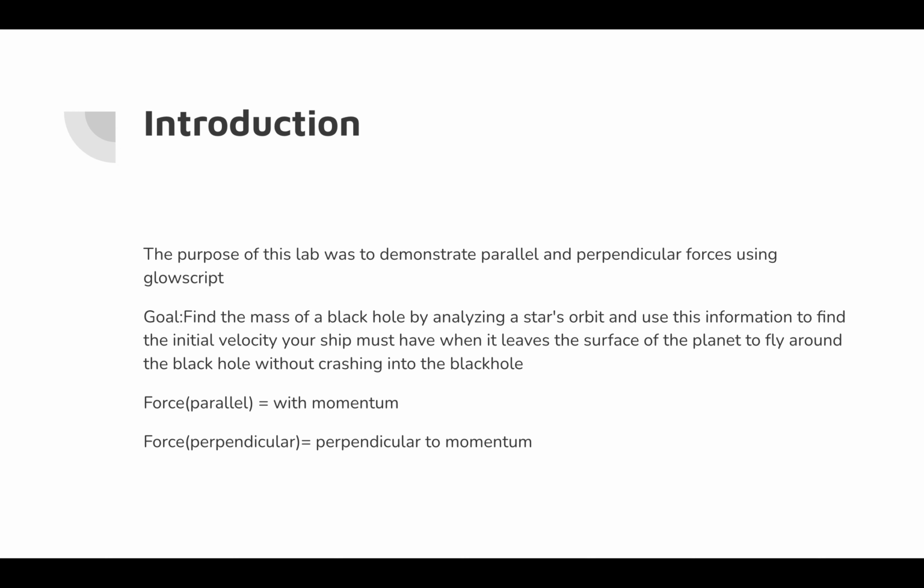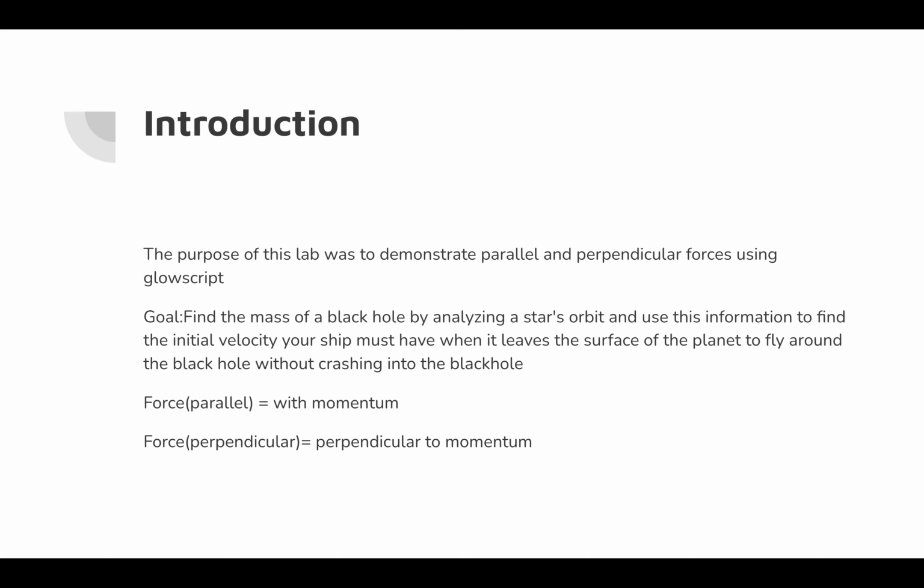So, part of the introduction, the purpose of this lab is to demonstrate the parallel and perpendicular forces using GlowScript. Essentially, what we did was find the mass of a black hole by analyzing a star's orbit, and then we used this information to find the initial velocity of the ship, and then based on this, we tried to estimate this initial velocity in order to get the ship as close as we could to the black hole without crashing into it and for it to leave the surface.